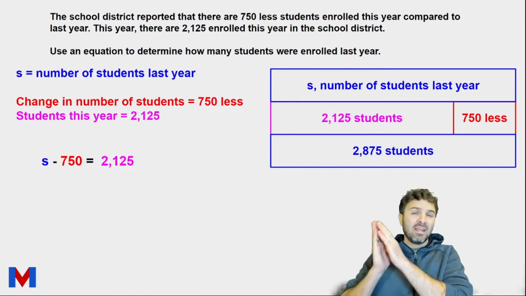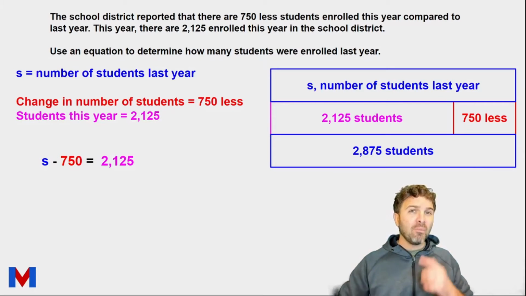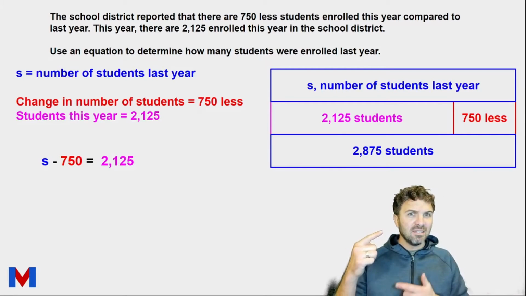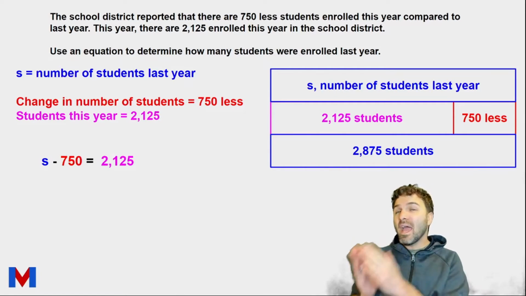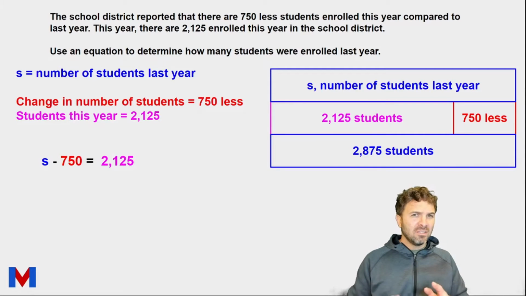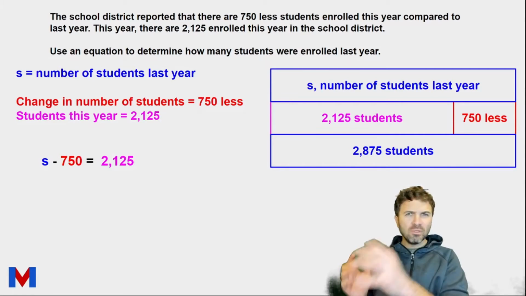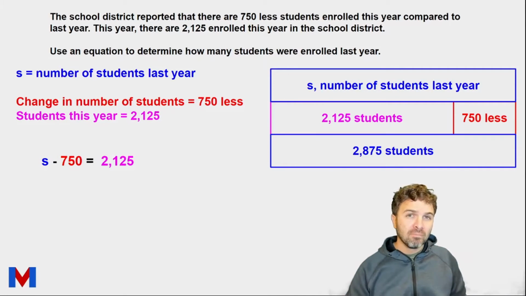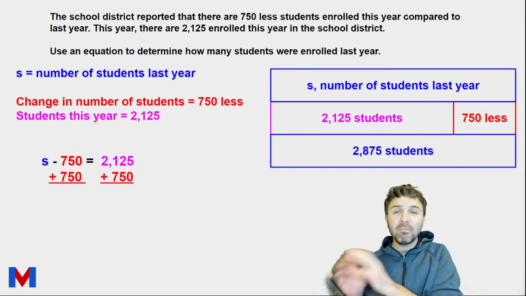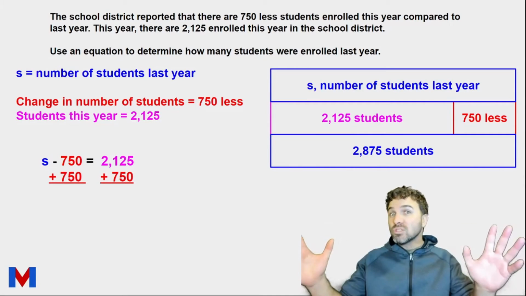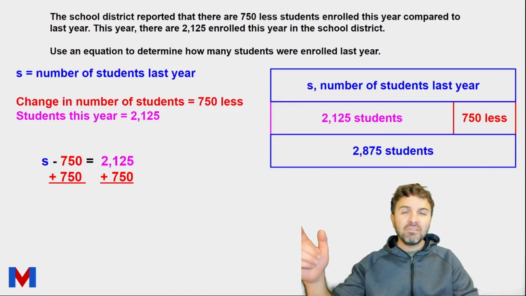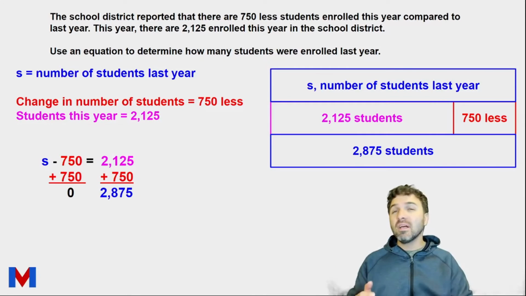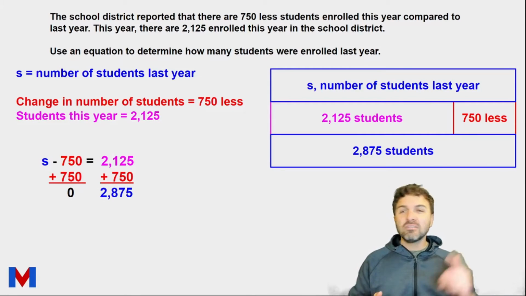That means we need to get rid of that minus 750. And we do that by doing the inverse operation, the opposite operation. So the opposite of subtract is to add. So I'm going to add 750. But because this is an equation, and the equation means that both sides of the equal sign are the same, if I do something to one side, I've got to do the exact same thing to the other side. So if I'm adding 750 to the left side, I'm going to add 750 to the right side because both sides are the same. So negative 750 plus 750 is 0. And we've got 2,125 plus 750 is 2,875.